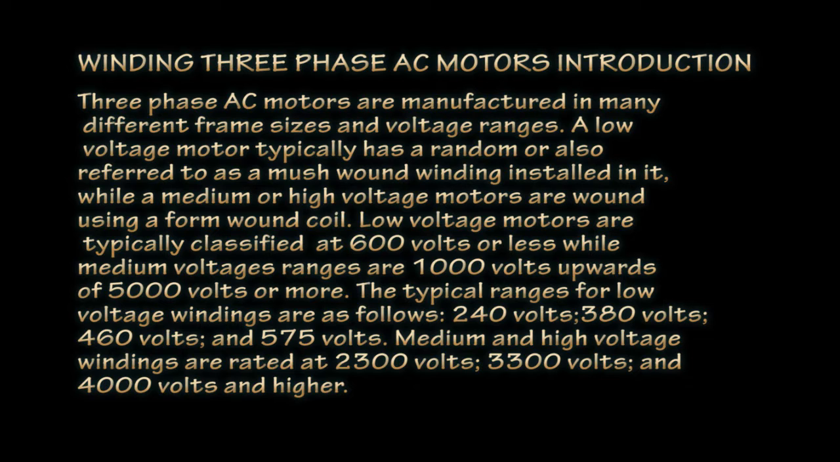Low-voltage motors are typically classified at 600 volts or less, while medium voltage ranges are 1000 volts upwards of 5000 volts or more. The typical ranges for low-voltage windings are as follows: 240 volts, 380 volts, 460 volts, and 575 volts. Medium and high-voltage windings are rated at 2300 volts, 3300 volts, 4000 volts and higher.